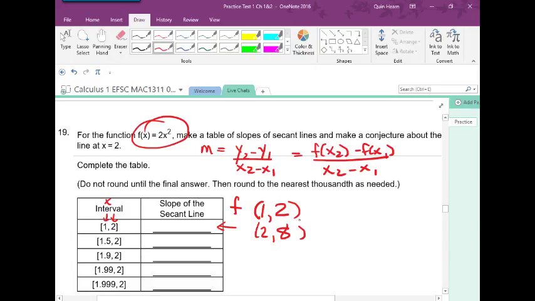So the slope of the secant line, let me actually specify on what interval. The slope on the interval from 1 to 2 is going to be y2 minus y1, 8 minus 2, over x2 minus x1, 2 minus 1, which is going to be 6.